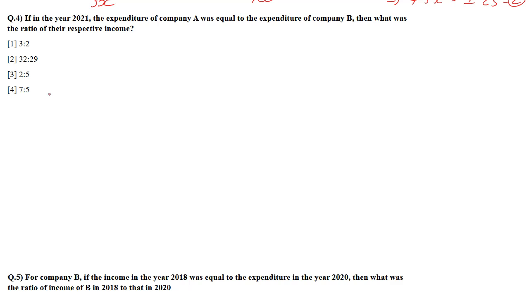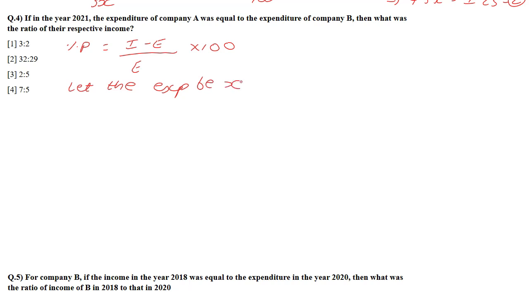If in the year 2021, the expenditure of company A was equal to the expenditure of company B, then what was the ratio of the respective incomes? All right, so one more time, I'm writing down the general formula: percentage of profit is equal to income minus expenditure upon expenditure times 100. This is the basic formula. Now they're telling us that in 2021, the expenditures of A and B are the same. So let the expenditure be X.